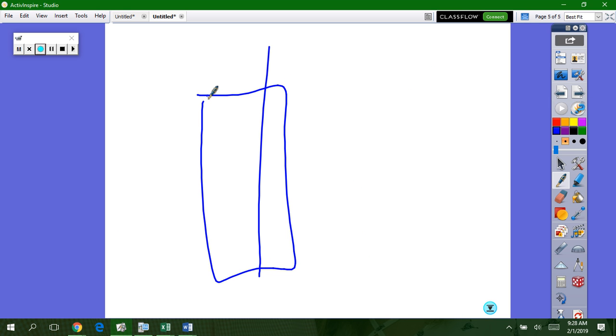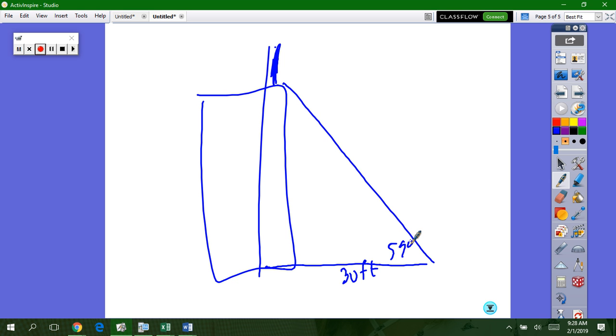Here's a building. That's a radio tower. Okay, so I want to know what the height of this is. Just the radio tower. I come out here and I'm 30 feet away from the building and I look up to the top of the building. My angle of elevation is 59 degrees. So then I walk another 20 feet and the angle of elevation to the top is 43 degrees. What's the height of the radio tower?